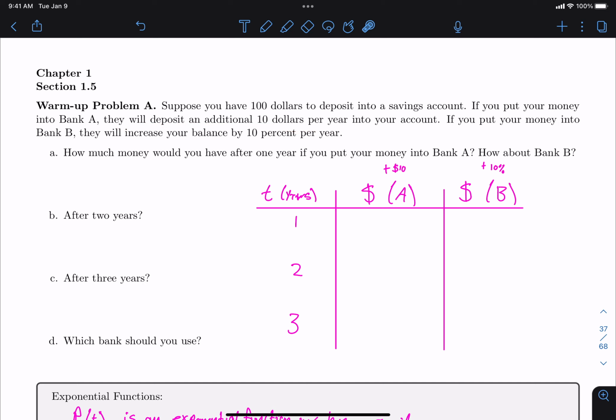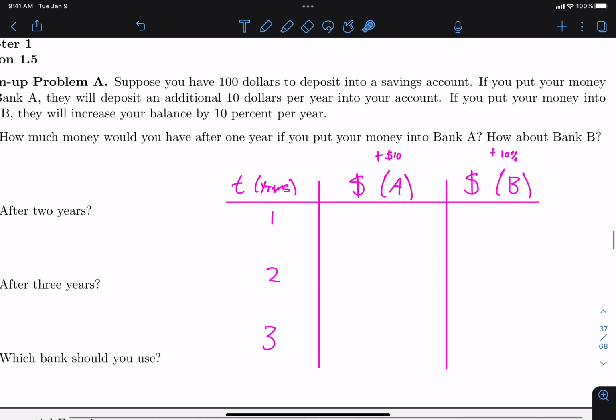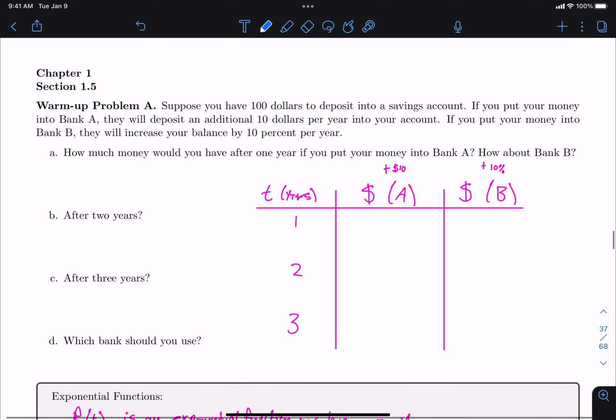But if we put our money into Bank B, what's going to happen? They're going to give us, at the end of each year, 10% of our current balance, right? So 10% of 100 is 10. So for the first year, it's going to be the same, right? What am I going to have in my bank account after 1 year? Just $110, because they add $10 to my original 100. Then if we continue with Bank A, I'll have 120, and then I'll have 130.